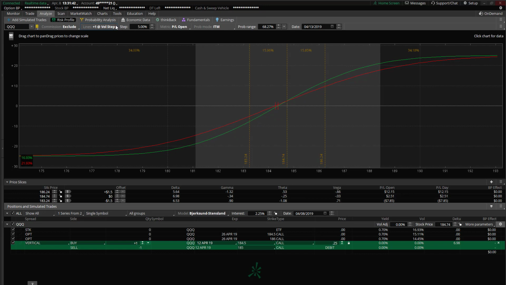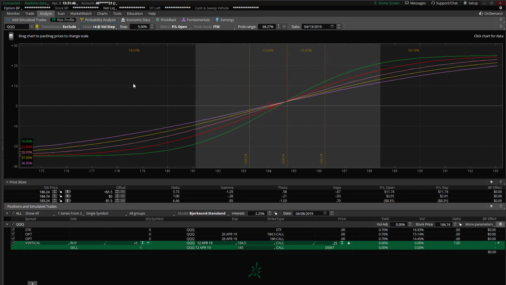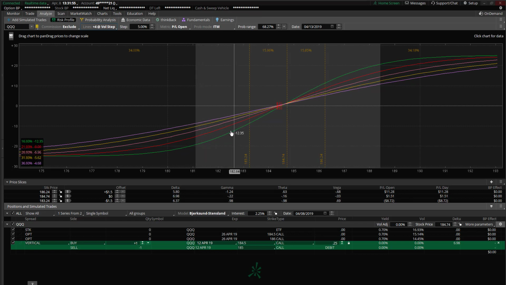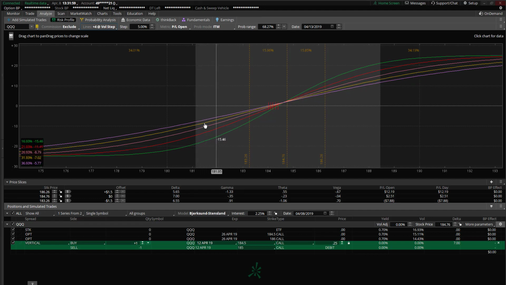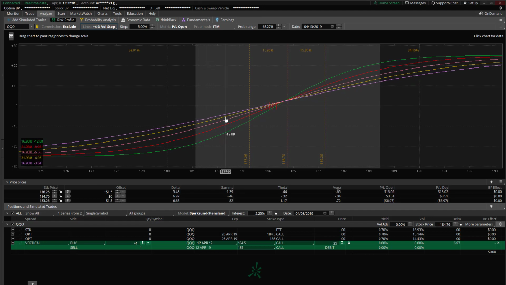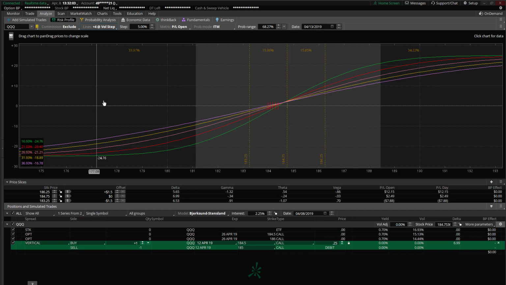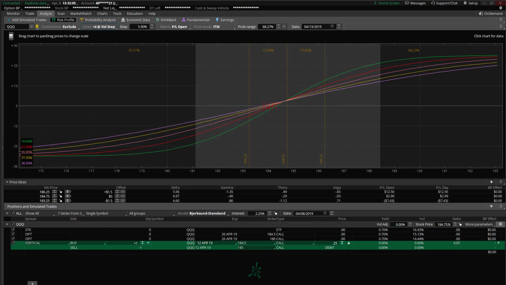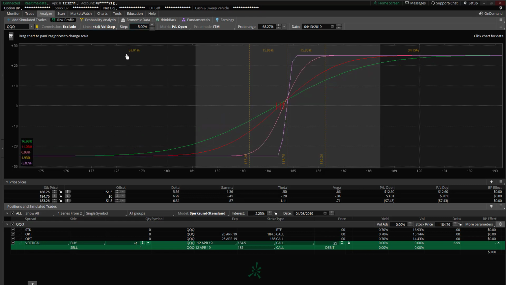We can apply more steps by going up here, setting the steps to 4, and now we can see our current volatility, which is here in green. That's our current real P&L, and then 4 other profit loss lines separated by 5 points of volatility. Now this doesn't have to be applied to the plus side. You can also apply it to the negative side.